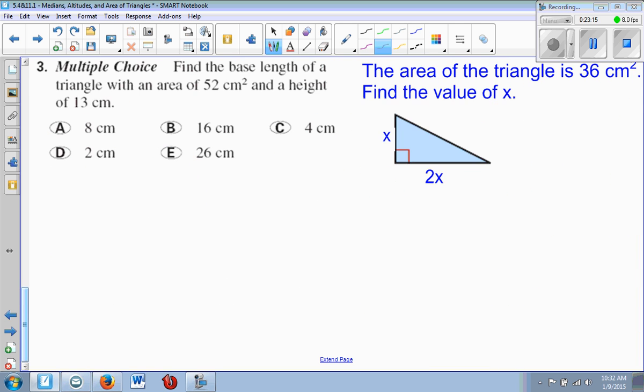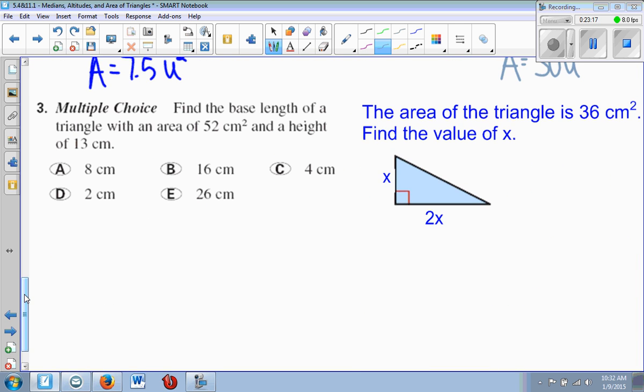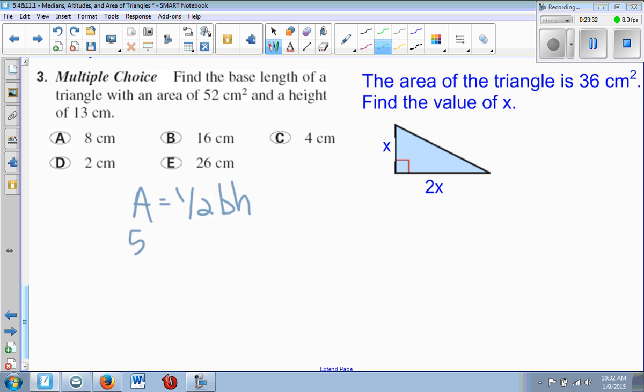Okay, last 2 problems. First one says, find the base length of a triangle with an area of 52 square centimeters. So the first thing I'm going to do is start with the formula, and I'm going to plug in everything that I'm told. The area of the triangle is 52. I'm told the height is 13.